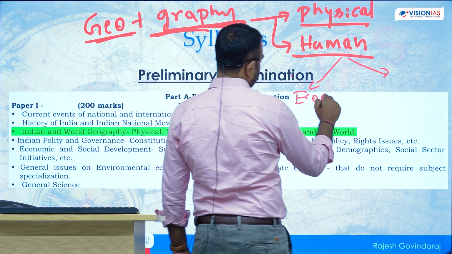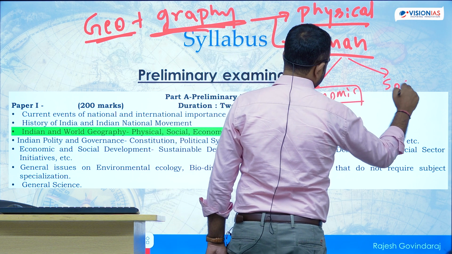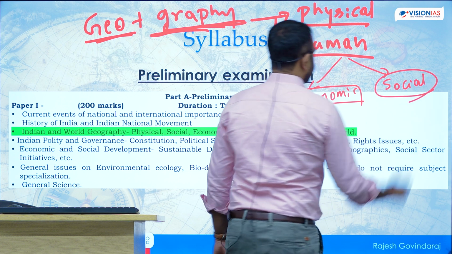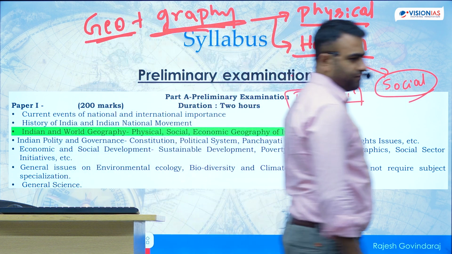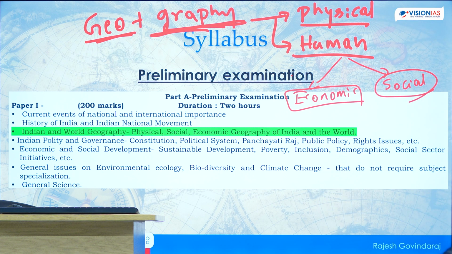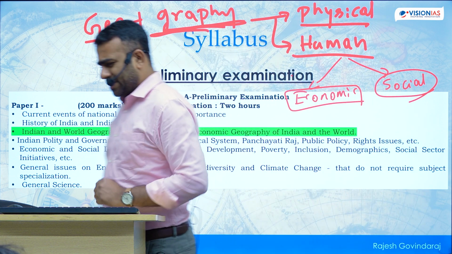Major aspects. One is economic geography. Another one is social geography. Economic geography includes the study of resources. What is a resource? Resource. Agriculture is an economic activity. Mineral resource is a resource. What is a resource? Resource क्या होता है वो बताइए.